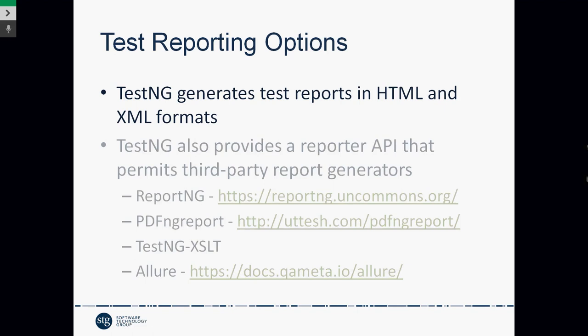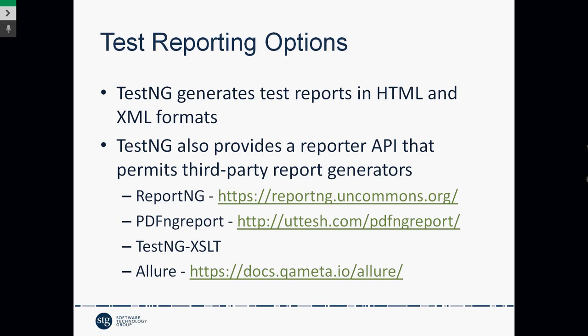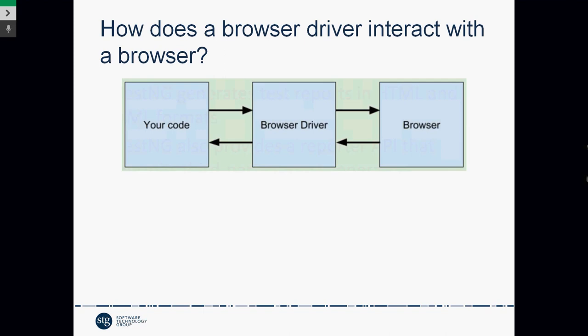TestNG generates reports in HTML and XML formats. There are other reporting plugins you can use, ReportNG, PDFNG report, the TestNG XSLT, which has been deprecated, or you can use Allure. They're not my favorite, but it is an option.